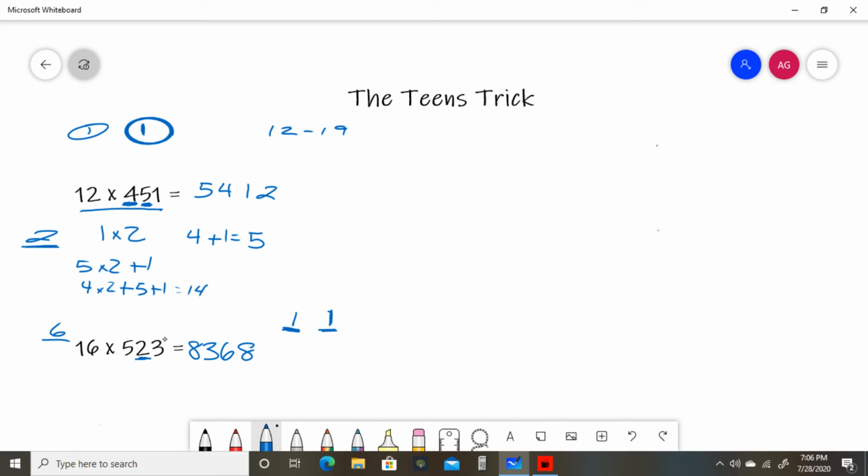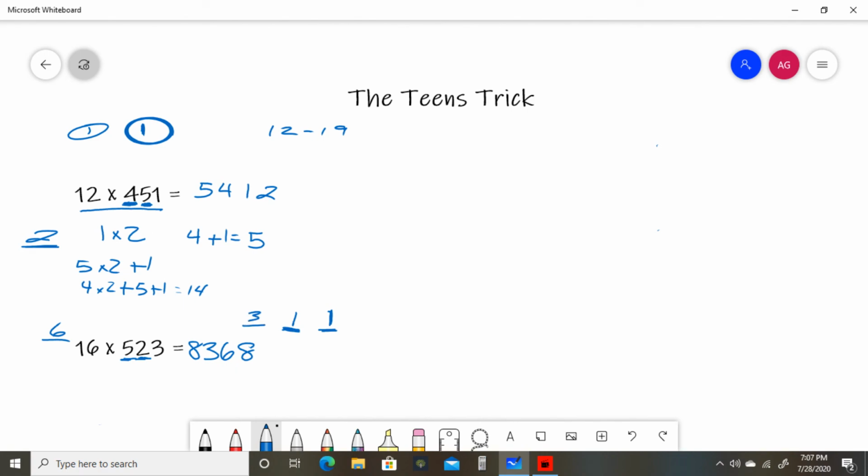Okay, now we move 1 to the left again. We use our 5. 5 times 6 is 30, plus the number to the right of that, or 2, is 32, plus our carried 1 again is 33. So we write a 3 and carry a 3.